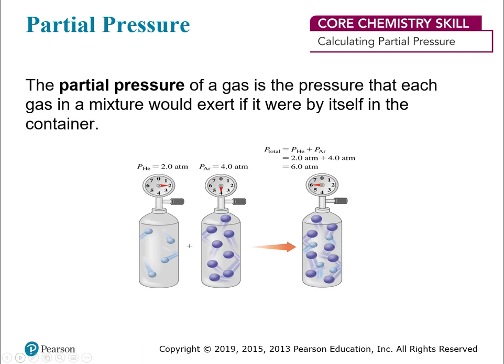So let's say you had a tank of gas that had helium and argon in it. The amount of pressure that the helium exerts on the container, if it was just by itself, that's the partial pressure of helium. Same thing goes for the argon. The argon alone would exert a certain pressure in a container. That's its partial pressure. The total pressure is the partial pressure of the helium plus the partial pressure of the argon.